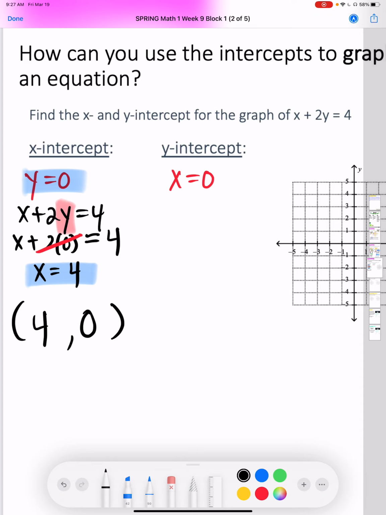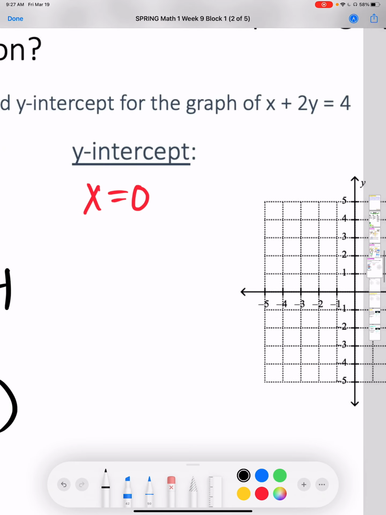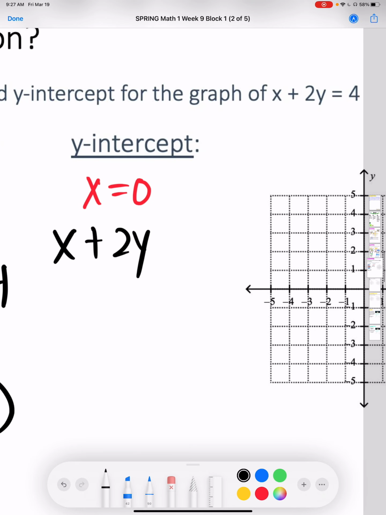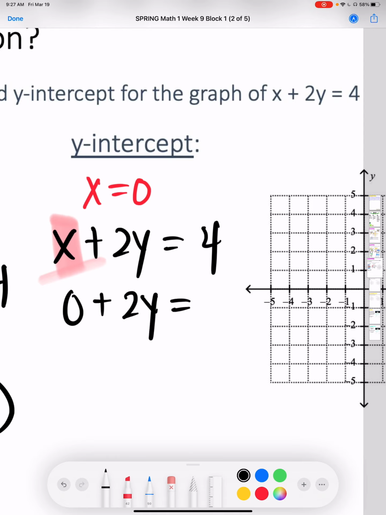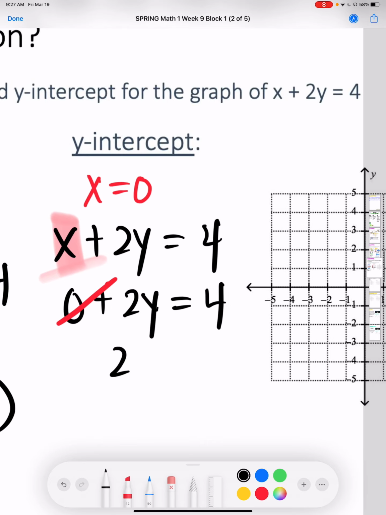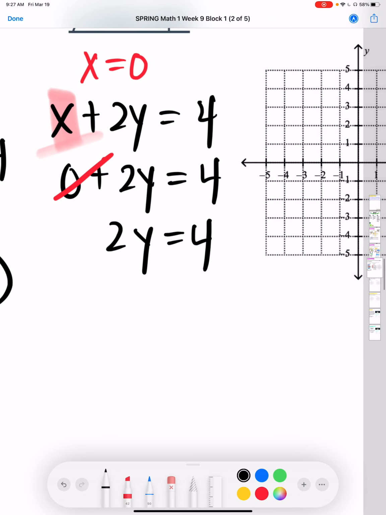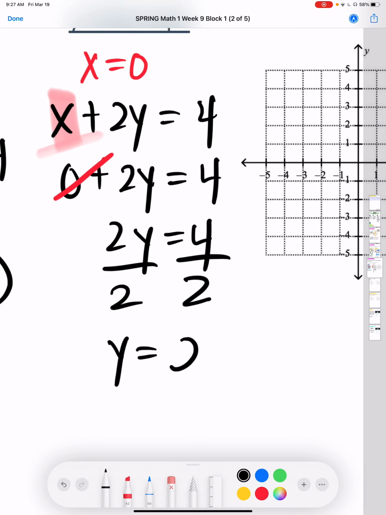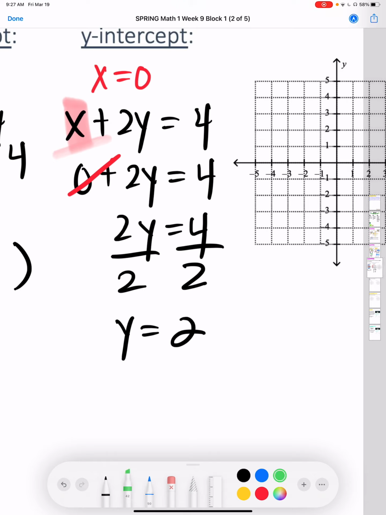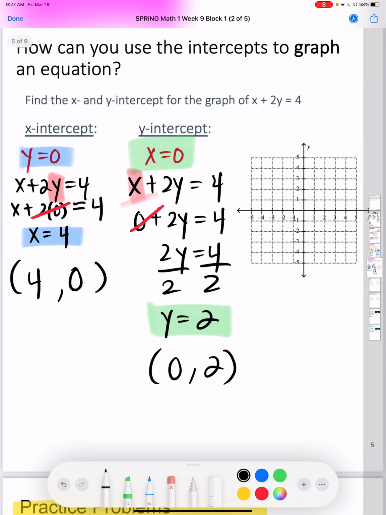So for my y-intercept, you set x equal to 0, use the same equation. X plus 2y equals 4. I'm replacing my x with 0 this time. So I have 0 plus 2y is equal to 4. This 0 is gone, and I'm left with 2y is equal to 4. I'm isolating my variable, so divide both sides by 2, and I'm left with y is equal to 2. Again, I have an x and a y coordinate, so my solution is 0, 2. All right, I have both of my coordinates.